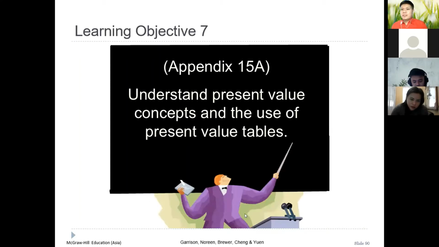All right, for our discussion of capital budgeting, we are starting on Appendix 15A. So we understand first the present value concepts and the use of the present value tables.